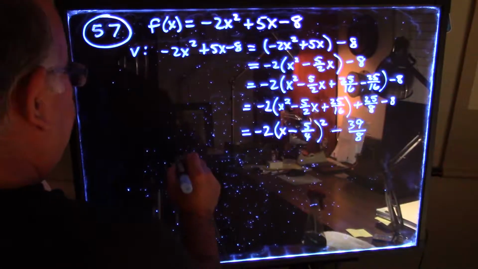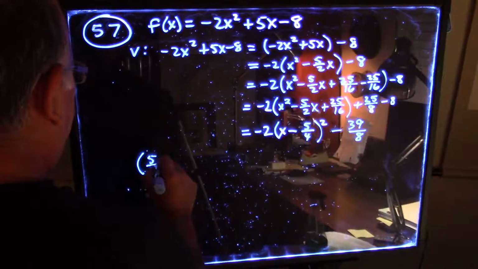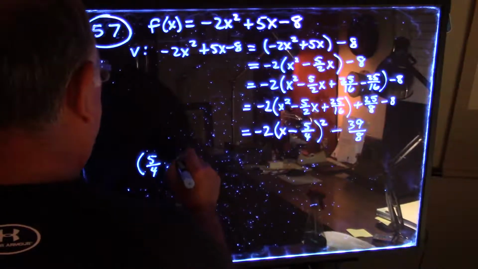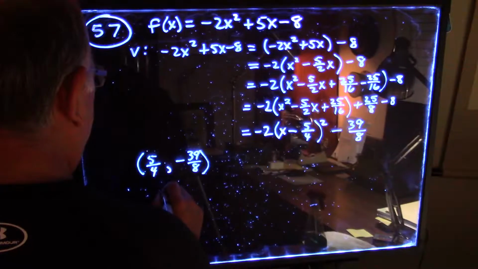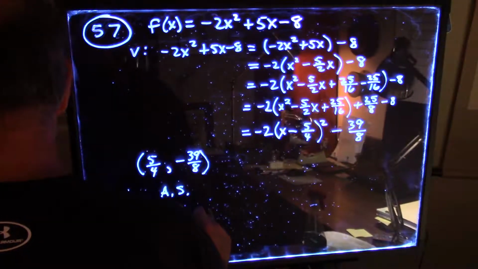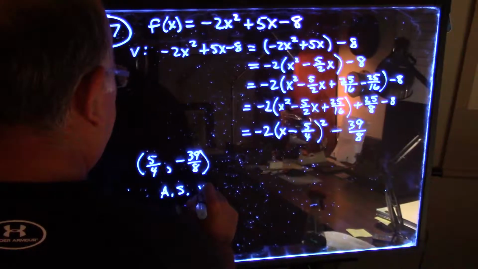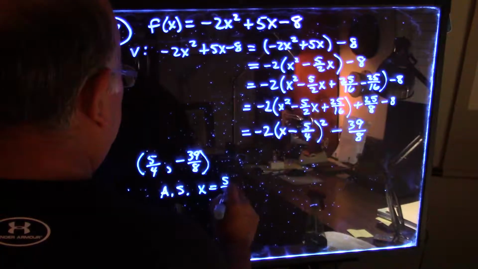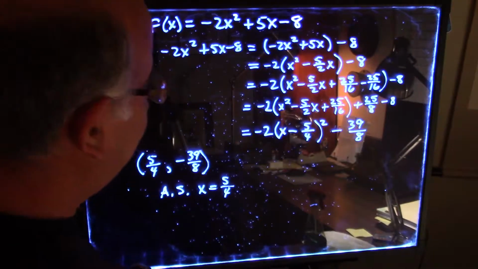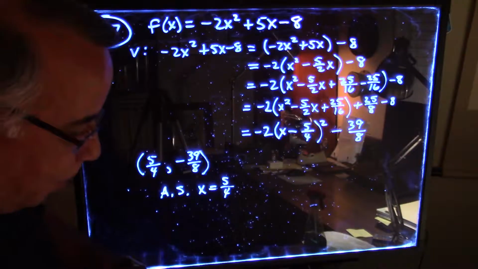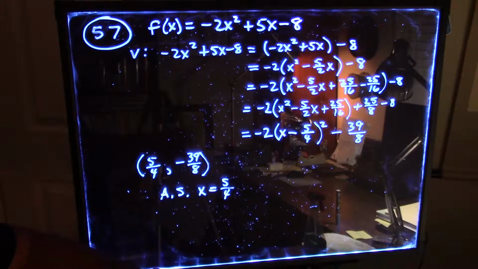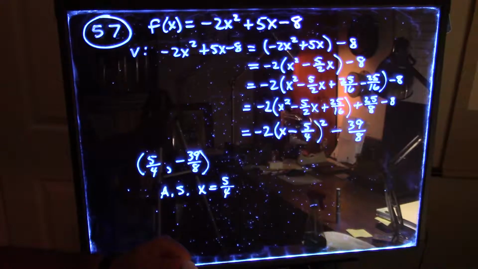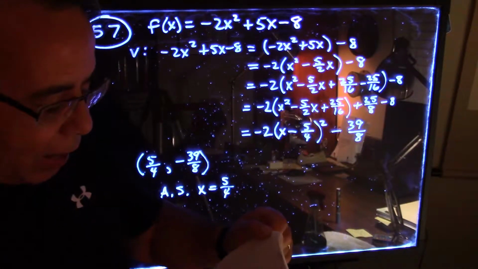Alright, so the vertex is 5/4 and negative 39/8, and the axis of symmetry is x equals 5/4. Alright, so there we have it. Now for the graph. We expect this to open downward, and we also don't expect it to touch the x-axis. And that's exactly what we have here.